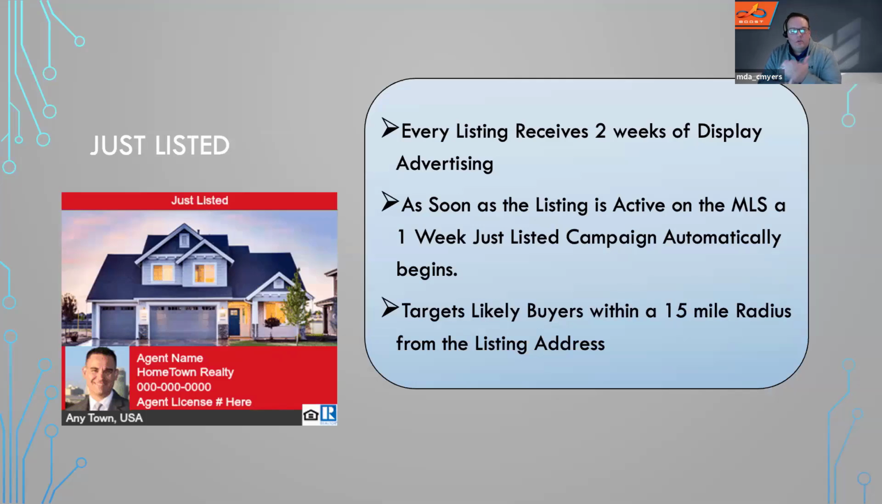So getting into the enterprise package. With every listing that's put into the system, we automatically run a 2-week display advertising campaign. The first week of that 2 weeks is dedicated to a just listed campaign. So we're looking for, again, likely buyers using our audience data and then the placement data, and we're placing this in front of people that have shown interest online in buying a property.